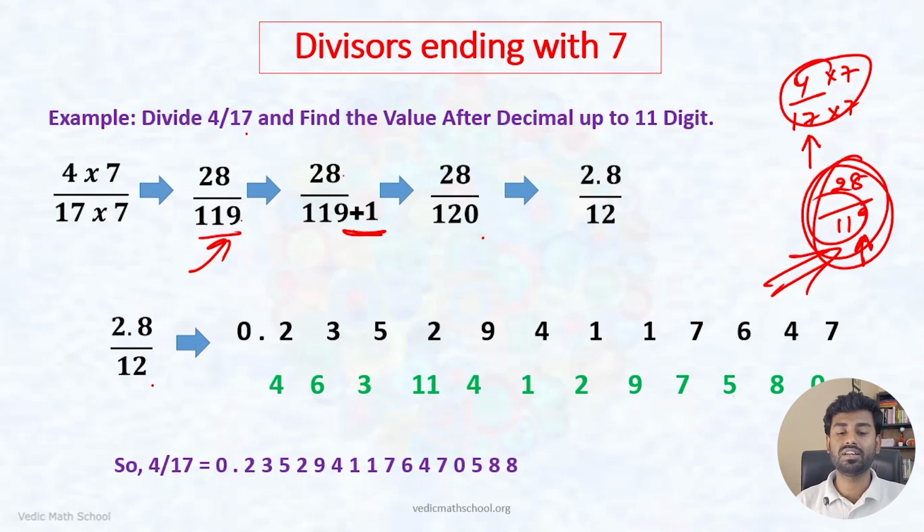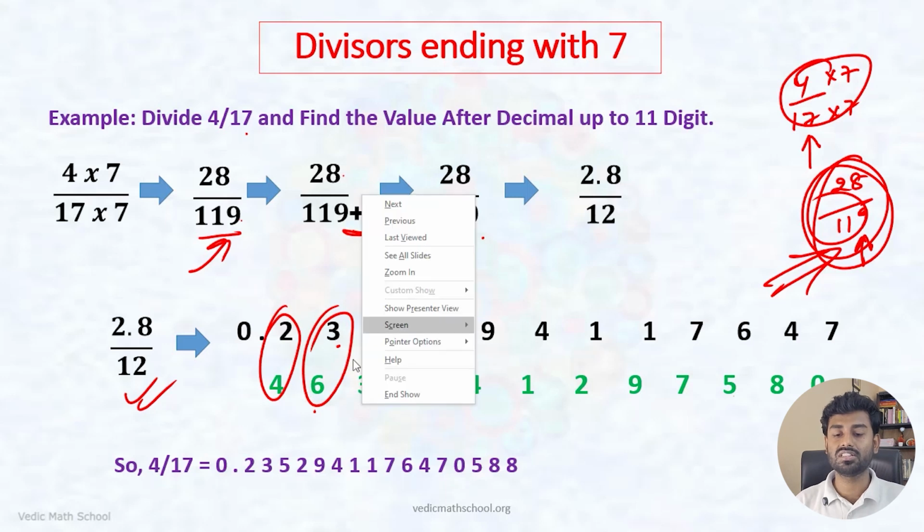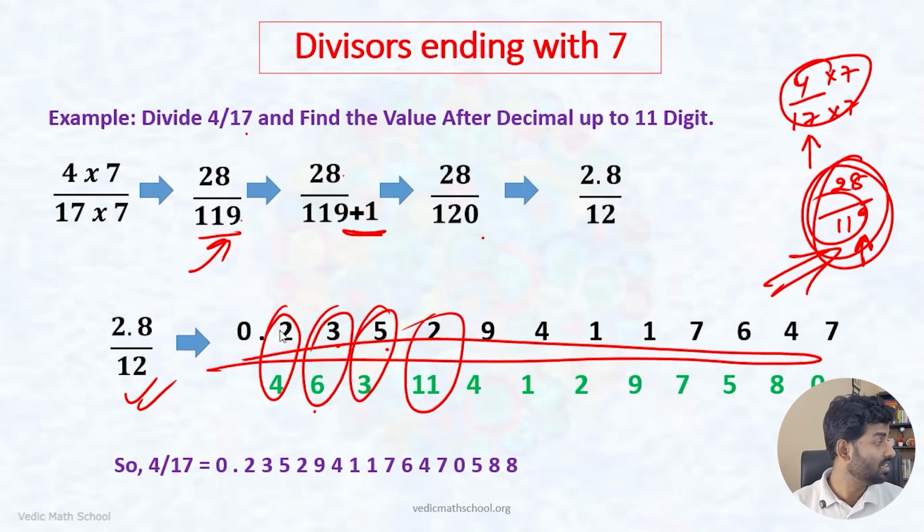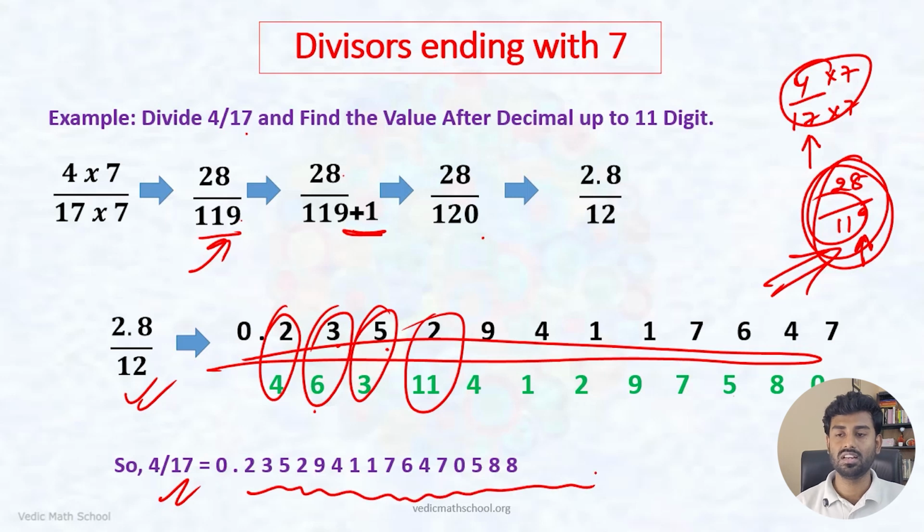So 28 divided by 12, 2 is the remainder, 2 is the quotient. So now 42 is going to be divided by 12. 3 times. 12 3s are 36. And 6 is the remainder. So now 63 is divided by 12. 5 times. 60. 3 is the remainder. So now 35 is going to be divided by 12. In that way, we get a pretty straightforward answer. And this is the answer of the question 4 upon 17, 0.235. And this is the answer.